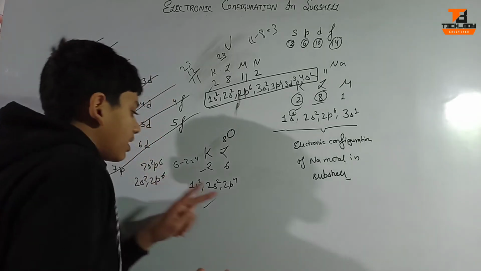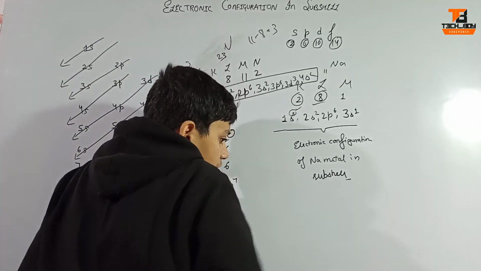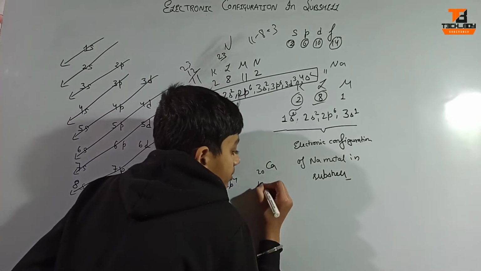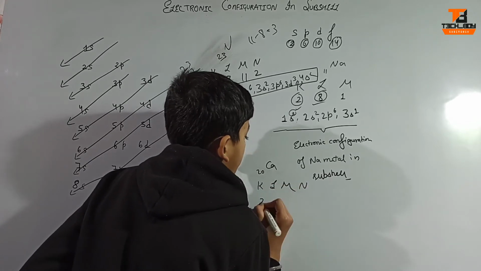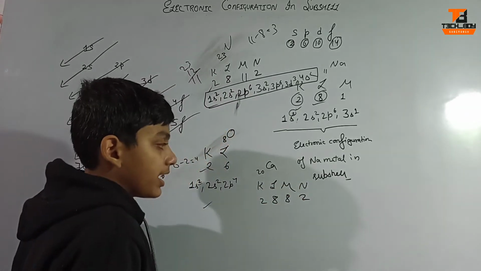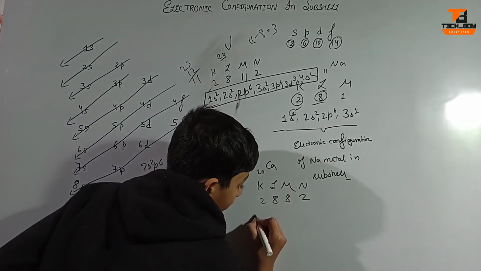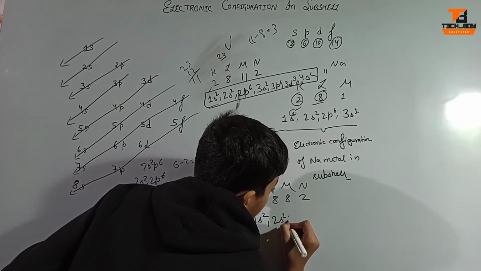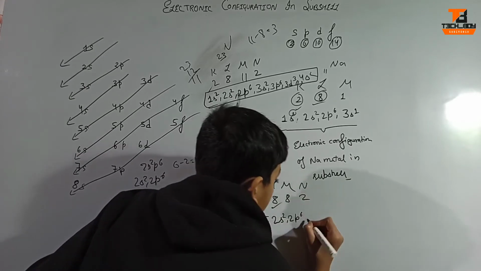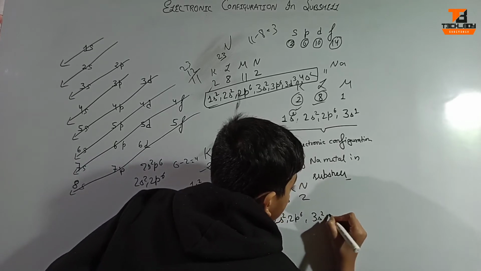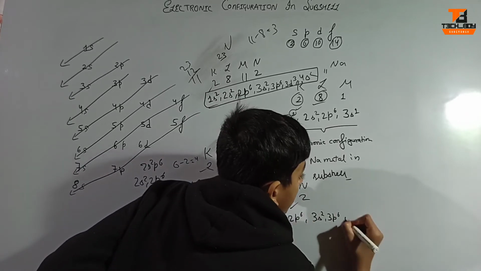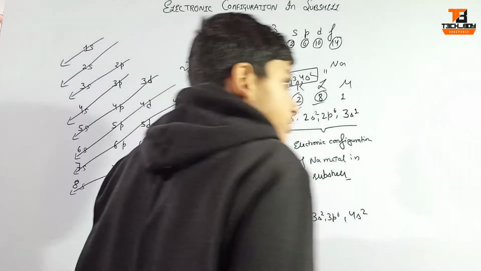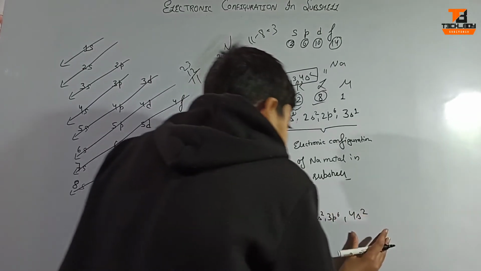Taking one more example. What do we take? 20, calcium. So doing it K, L, M, N: 2, 8, 8, 2. Doing it in subshell, first subshell 1S2, done. Then 2S2 2P6, done. 3S2 3P6, done. 4S2. I want to tell you one more thing.